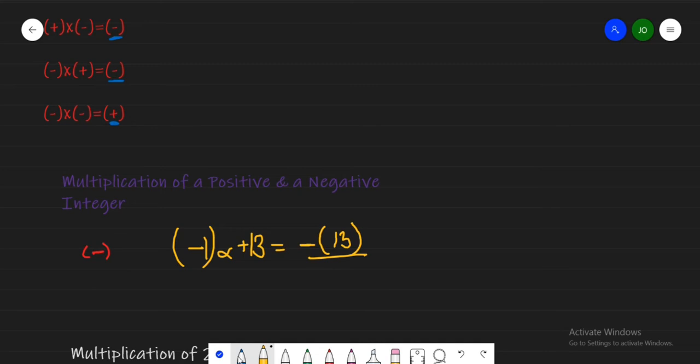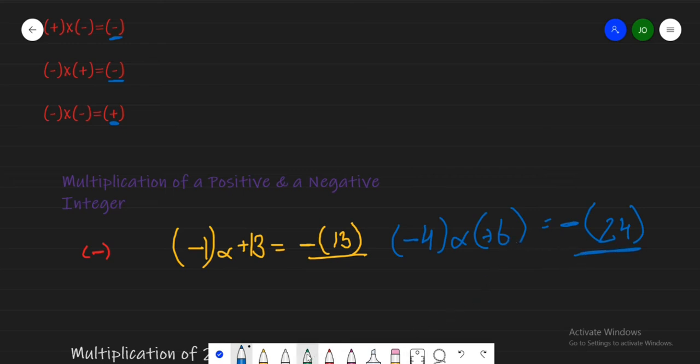Let's take another example. Let's multiply -4 to +6. We know minus and plus becomes minus, and we multiply 6 and 4 as whole numbers, so we get 24. So the result is -24, and this is the correct answer.